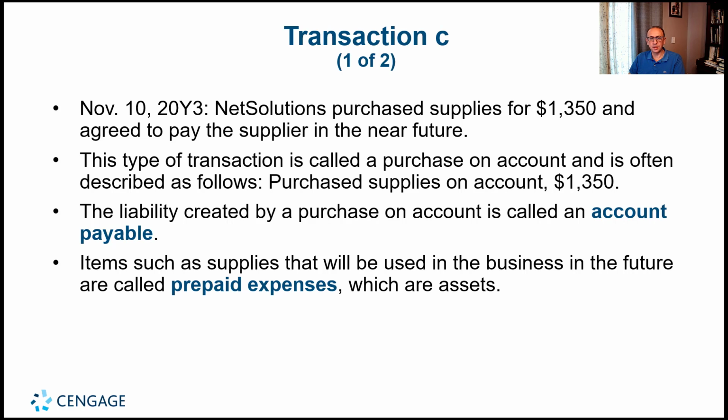And the account that's usually related when we buy anything on account is accounts payable. So there's a specific account called accounts payable. So the supplies purchased had a value of $1,350. Supplies is considered to be an asset. When we owe someone or when we promise someone that we're going to pay them in the near future, we're creating the accounts payable, and that's a liability account. So the liability created by a purchase on account is called accounts payable. Items such as supplies that would be used in the business in the future are called prepaid expenses, which are assets, and we'll get to that later on.